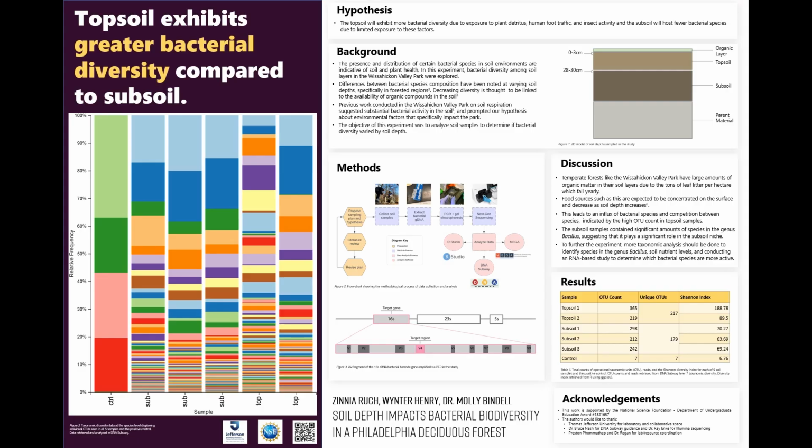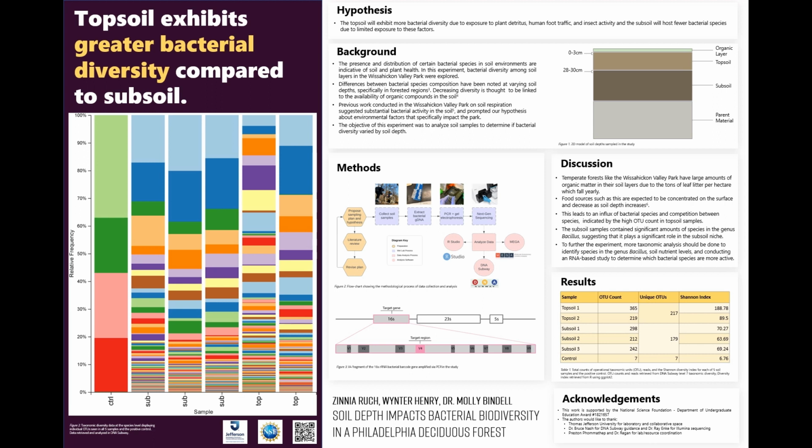Hi, we're Zinnia Ruch and Wynter Henry, and today we'll be discussing our project, Soil Depth Impacts Bacterial Diversity in a Philadelphia Deciduous Forest. Soil microbiomes are a diverse environment of bacteria, archaea, and fungi. In this project, we look specifically at the bacterial microbiome of soil layers in the Wissahickon Valley Park, which is a forested park located in northeast Philadelphia.